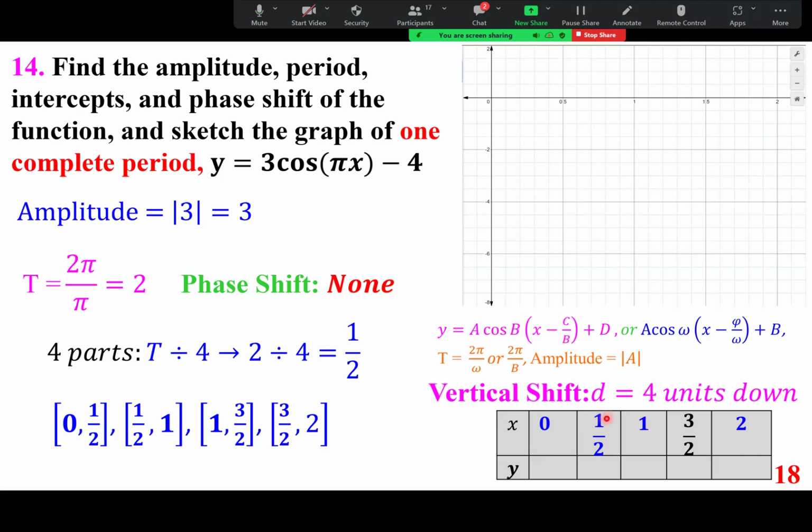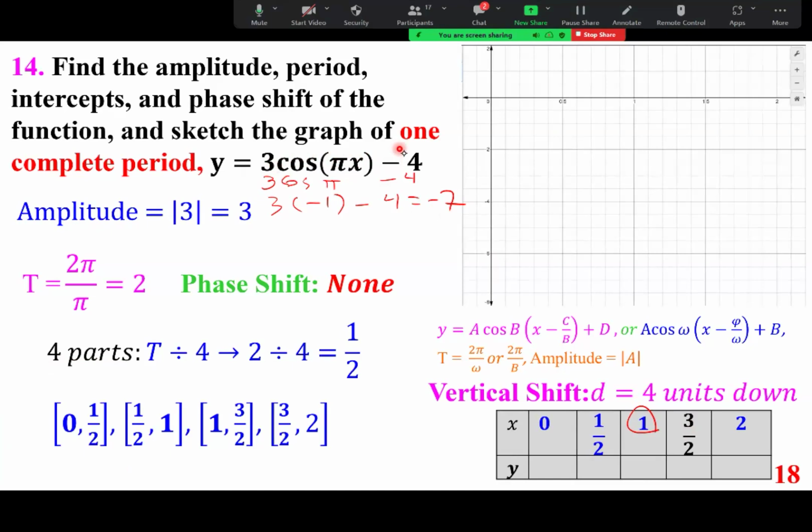Those are easy points. If I put 1/2, I get pi over 2. Cosine of pi over 2 is 0, so this goes away, -4. If I put 1, I get 3 cosine pi times 1, which means pi, minus 4. Cosine of pi is -1, minus 4, I get -7. If I put 3/2, 3 pi over 2, cosine is 0, so just -4.